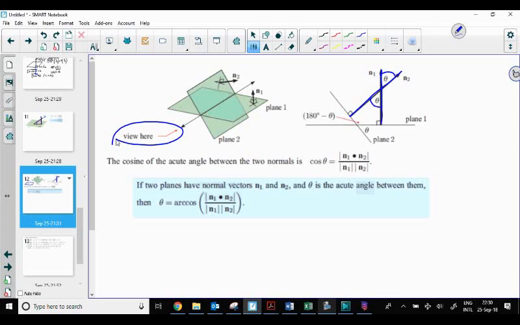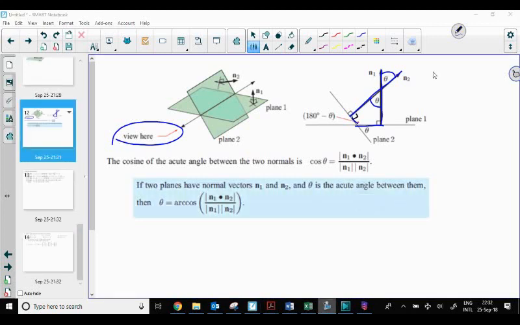Then, because this is a quadrilateral here, the sum of the interior angles should be 360 degrees. And we've got two perpendiculars, which means that this fourth angle here is going to be 180 degrees minus theta, which means that the angle that we're looking for here, the angle between the two planes, must be theta, as it is supplementary to the 180 degrees minus theta that we just found.